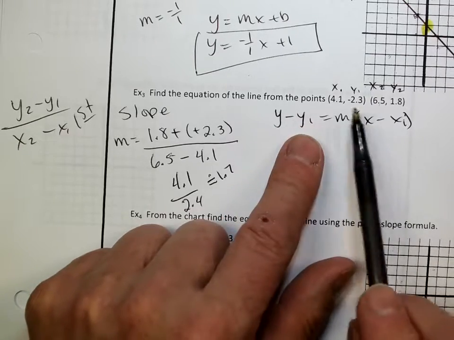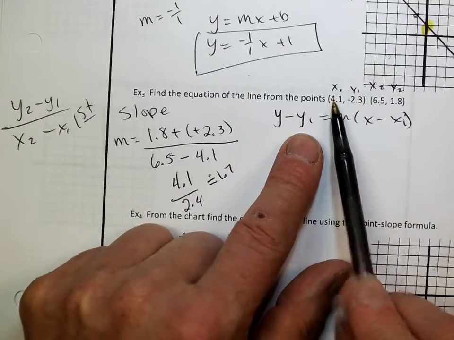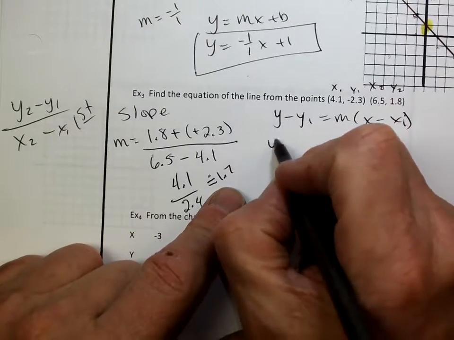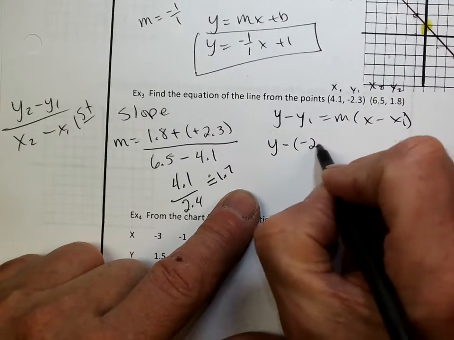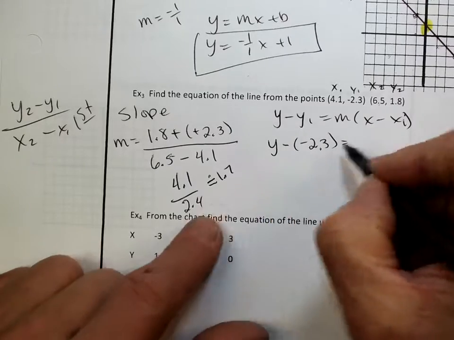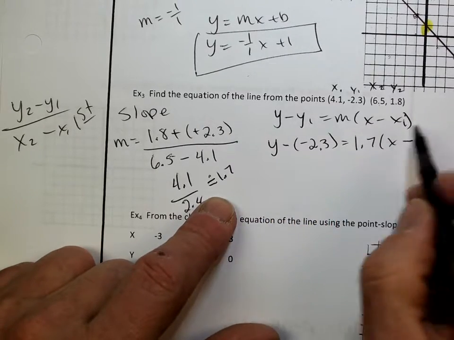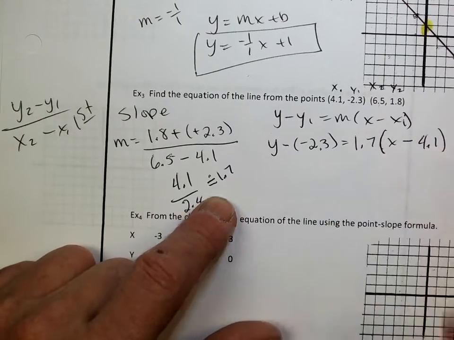But the y1 is my negative 2.3 and the x1 is my 4.1. My slope I already know is 1.7, so I put things in where they belong and I just simplify it. That's all I do. So if I go y minus a negative 2.3 equals my m, which is my 1.7 times my x minus x1, which is a 4.1.